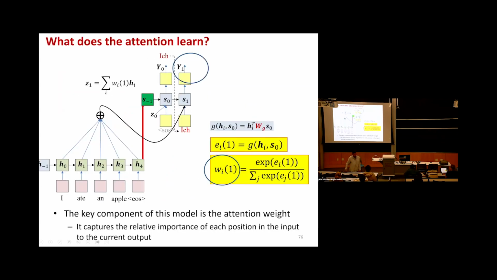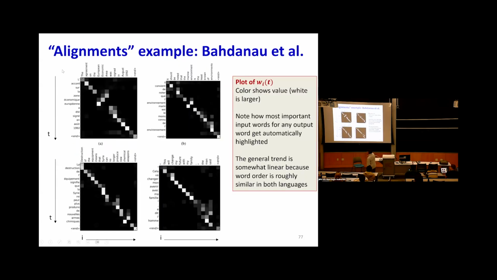So now, does this really work? For this to work, we are sort of hoping that this mechanism we chose to compute attention weights really does the right job. So what do these attention weights look like? The attention weights capture the relative importance of each position in the input to the current output. So here are some examples from the first paper by Bahdanau et al. They use this for machine translation.